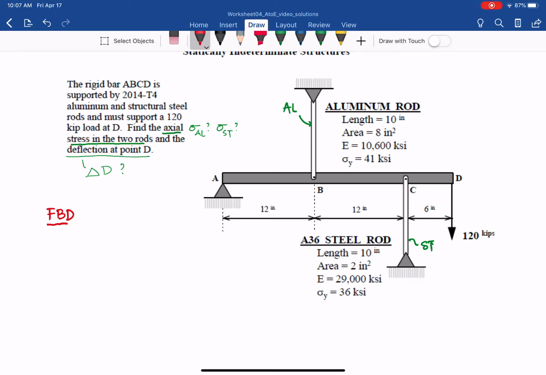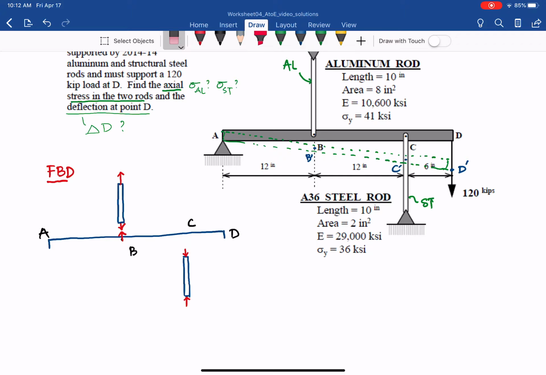What does that mean? You can see invisibly that the load of member ABCD, the horizontal member, applies on the steel rod, and at the same time, by Newton's third law, the reaction from the steel rod on the member has to be equal and in the opposite direction. So it will be going up, and it's the same magnitude.